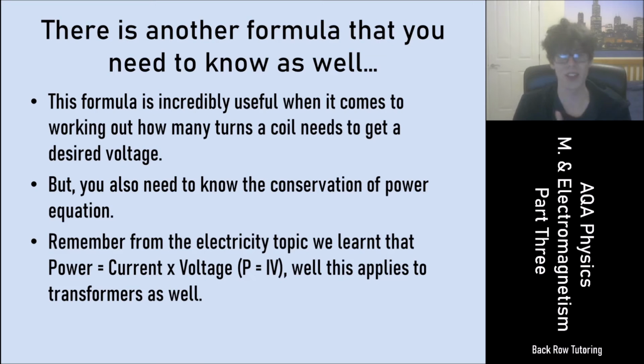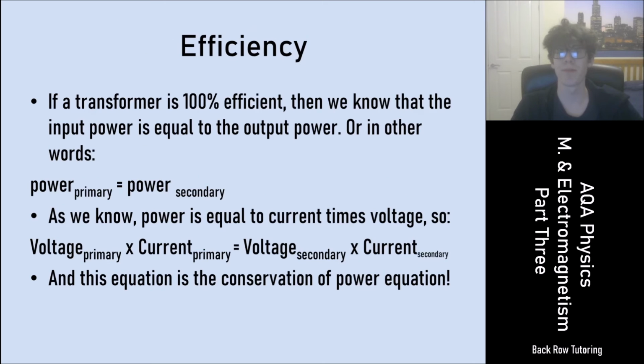Now, that's not all for transformers though. There is another formula that you need to know as well. This formula is incredibly useful when it comes to working out how many turns a coil needs to get a desired voltage. But you also need to know the conservation of power equation. Remember from the electricity topic we learned that power is equal to current times voltage, or P is equal to IV. Well, this applies to transformers as well.